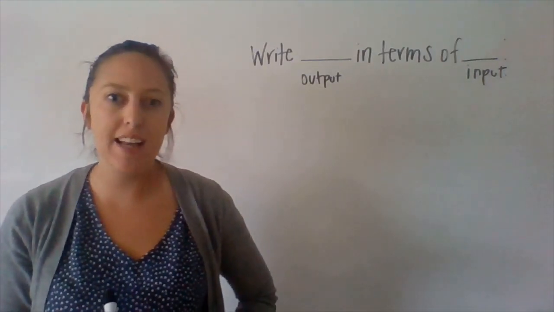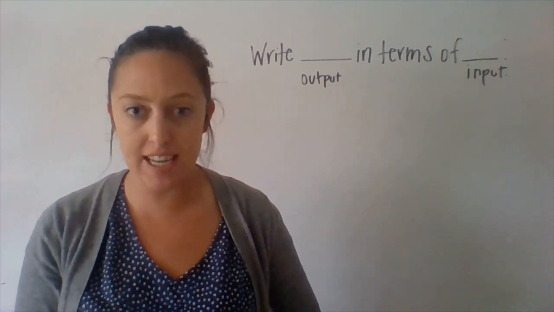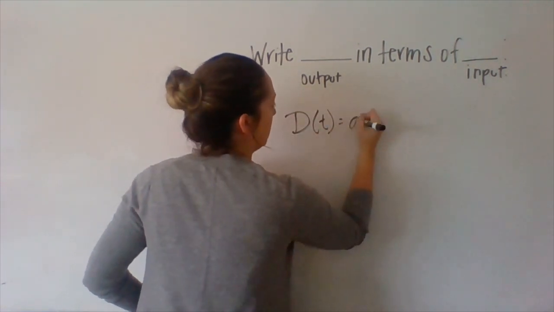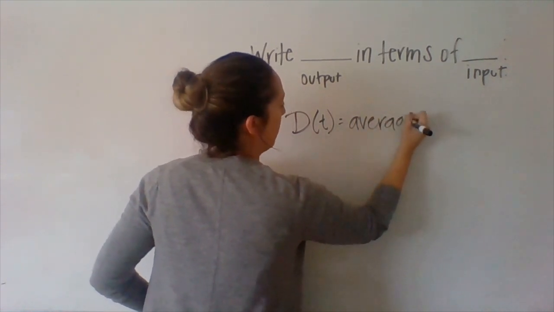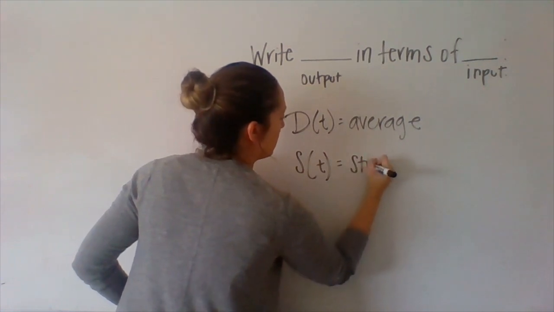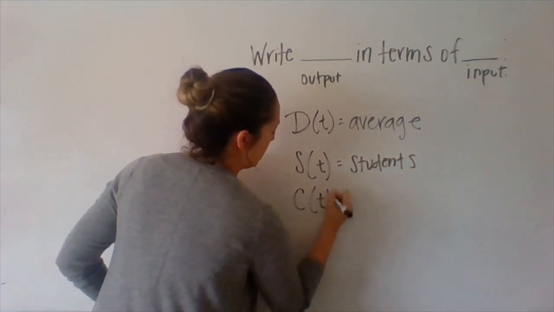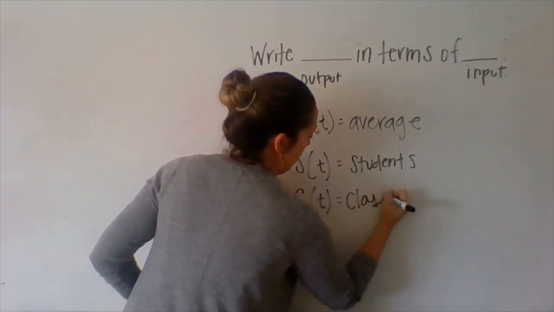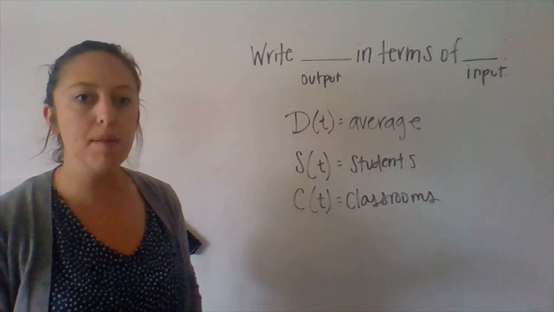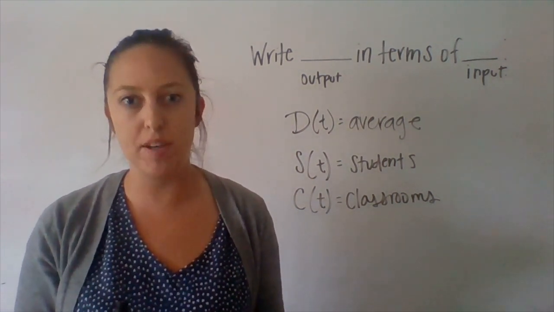So in this problem, we're being asked for two things. The first part asks us to write an equation for d of t, which is going to be the average number of students, in terms of s of t, which is the number of students, and c of t, which is the number of classrooms. Okay. So this seems complicated, but really all it's asking us to do is think about how would I find the average number of students, and then we're going to write a new equation based on that.